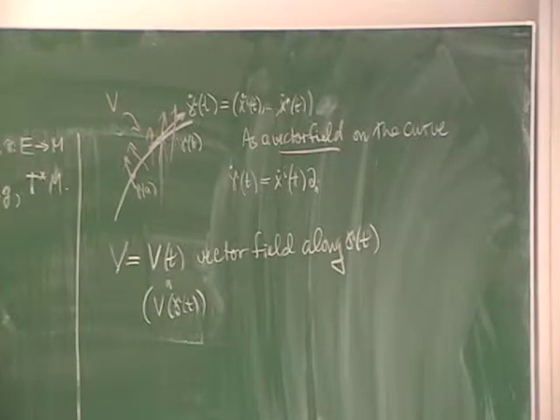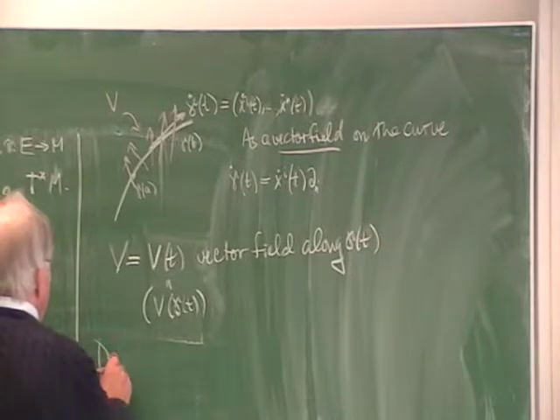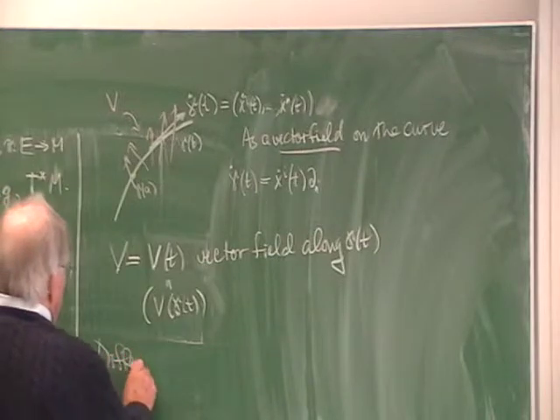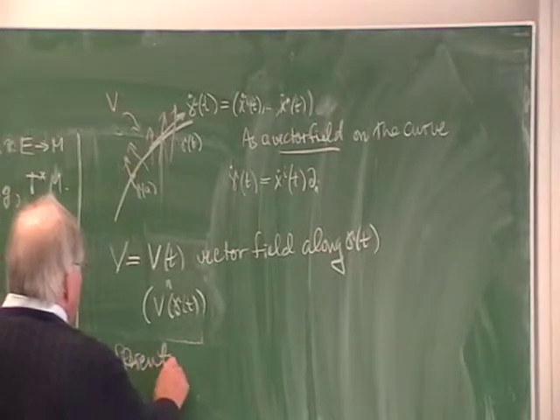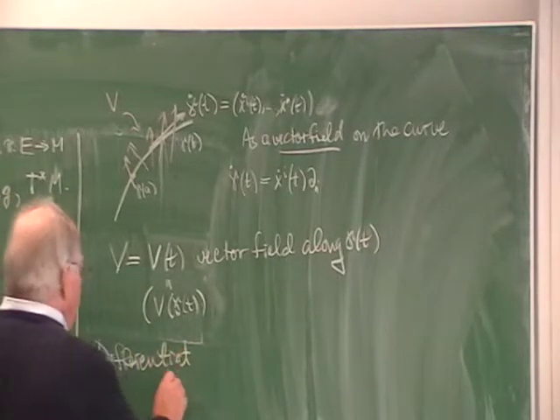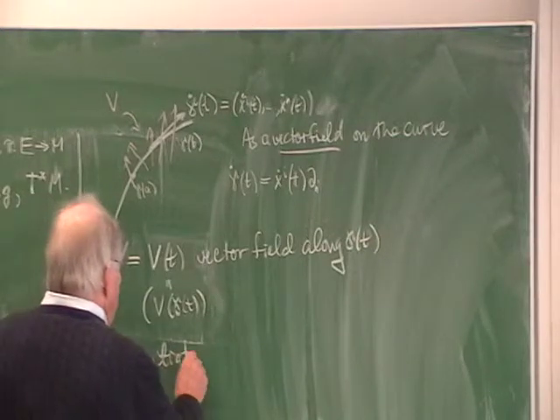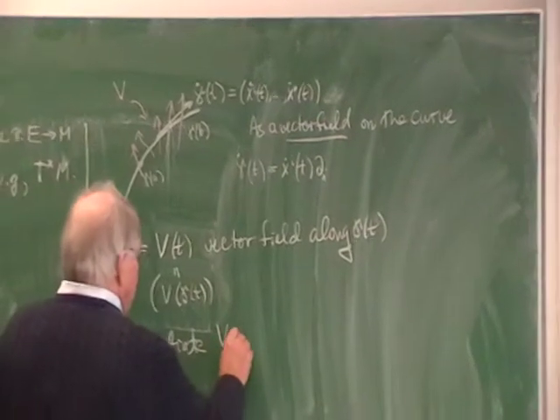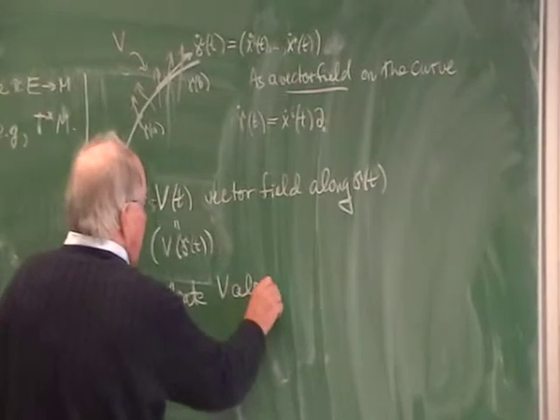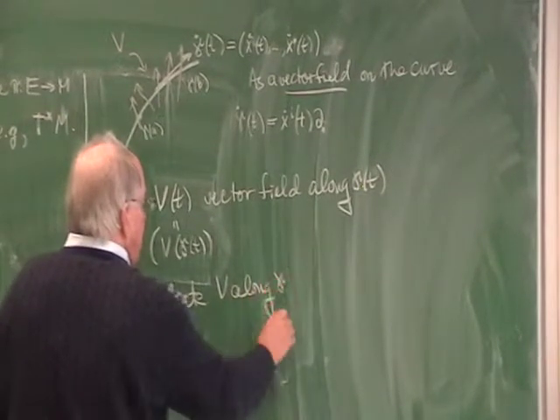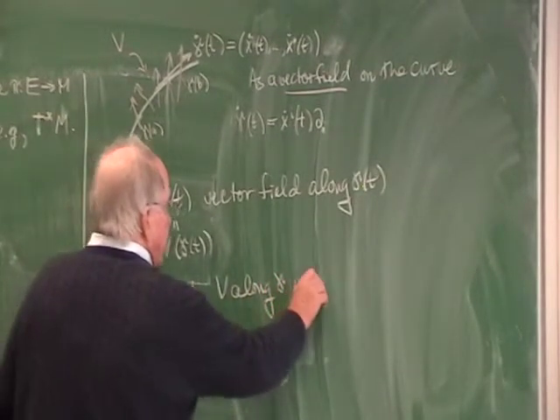And now we can differentiate that vector field along the curve. That's the whole point of this thing, or one of the main points of this thing. So we differentiate v along gamma using the connection.